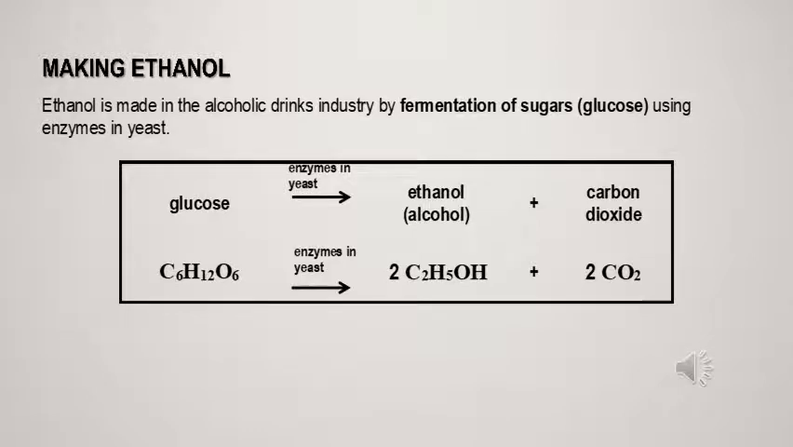Ethanol is made in the alcoholic drinks industry by the fermentation of sugars. Glucose is an example of a sugar, using the enzymes in yeast. For those of you that don't know, enzymes are biological catalysts that carry out the chemical reactions in all living things. Enzymes convert glucose into ethanol and carbon dioxide.